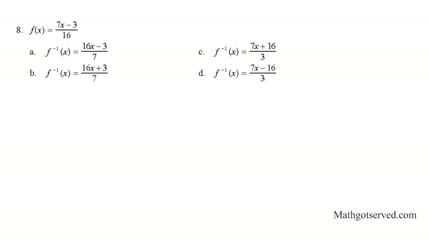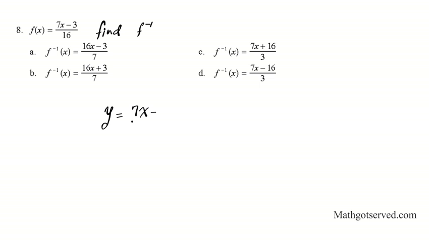All right, moving along to question 8, we have to find f to the -1. Okay, f to the -1 is the symbolic notation for the inverse. So what we're looking for is the inverse of this function. For symbolic convenience, I'm going to represent f of x with y. So y equals (7x minus 3) over 16.